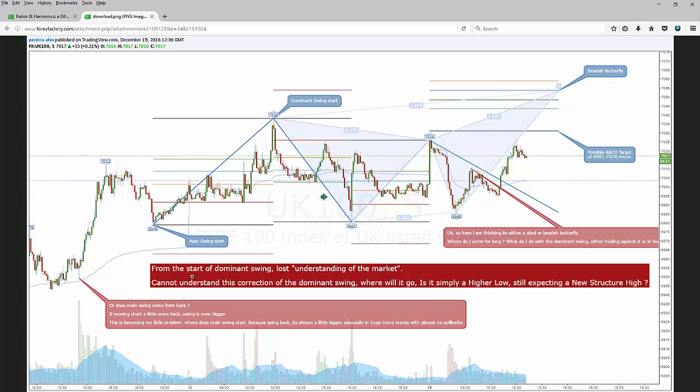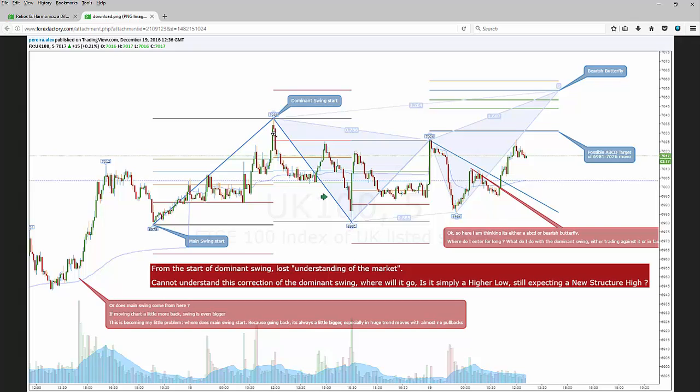From the start of the dominant swing, lost understanding of the market. Cannot understand this correction of the dominant swing. Where will it go? Is it simply a higher low? Still expecting a new structure high. Yes, there's no reason to lose your bearings. You've identified this as the main swing. That is correct. So anything below this changes the expectation. Anything above this gives you a new expectation of a higher low and a new structure high.